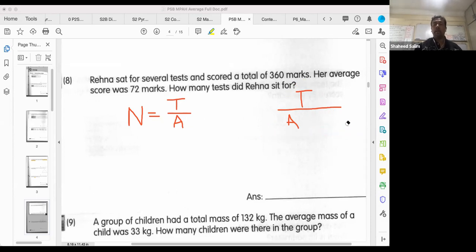So the total is 360, the marks. Divide by 72, the average mark. You will get 5. Okay, 5 tests. There's a total of 5 tests. Take the total number of marks, divide by the average score per test, and you will get 5 different tests. Yes, Akhil, well done.